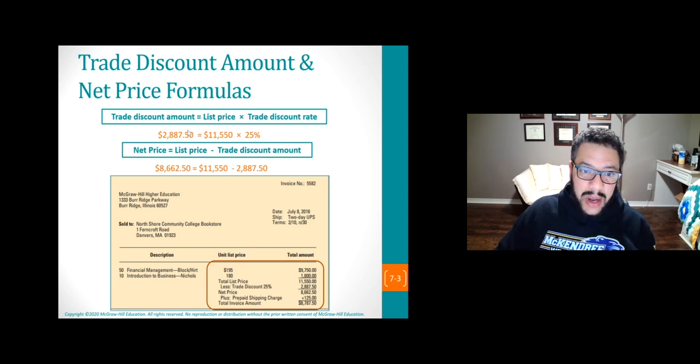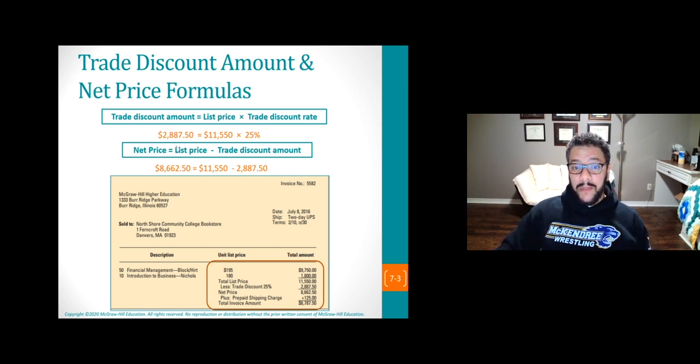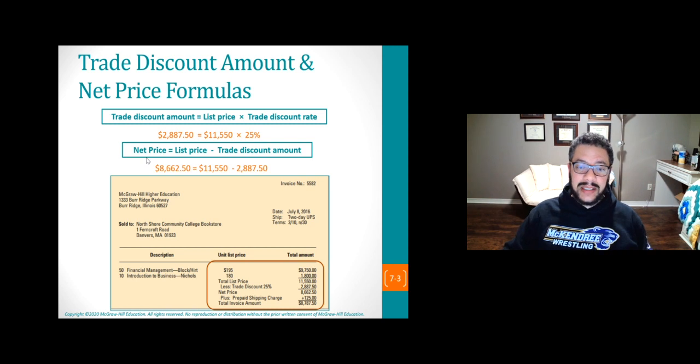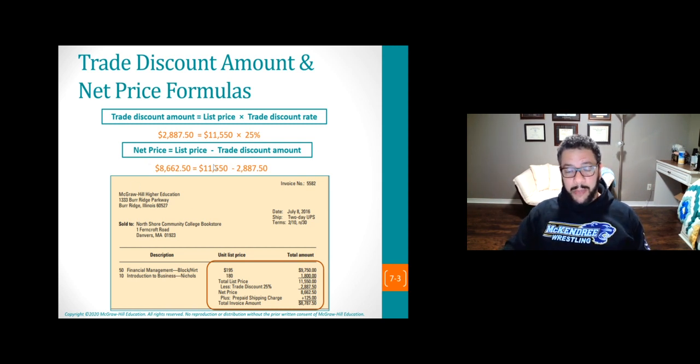Now, here's the thing. This is the discount amount. This is the amount that we are not going to pay. So the amount that we are not going to pay is taken from that list price, the discount amount. So you subtract that amount from the list price, and you get the net price. Net price is how much do we end up paying, right? So the net price is the original list price minus the discount amount, the amount that we aren't going to pay, right? So if you subtract that, you get $8,662.50.